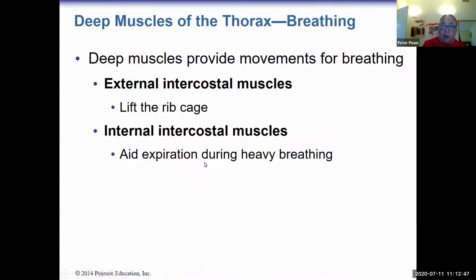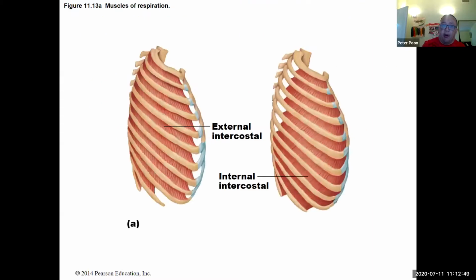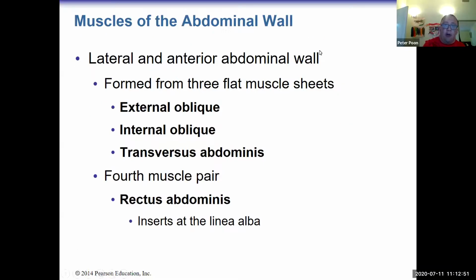So I'm gonna skip the breathing muscles for a second. I'm gonna move forward to the abdominal wall first. So the opposite of extension is flexion. So the muscles of the abdominal wall are in the opposite position as the erector spinae. So they're going to do the flexion of the trunk. The abdominal wall has 3 flat muscle sheets.